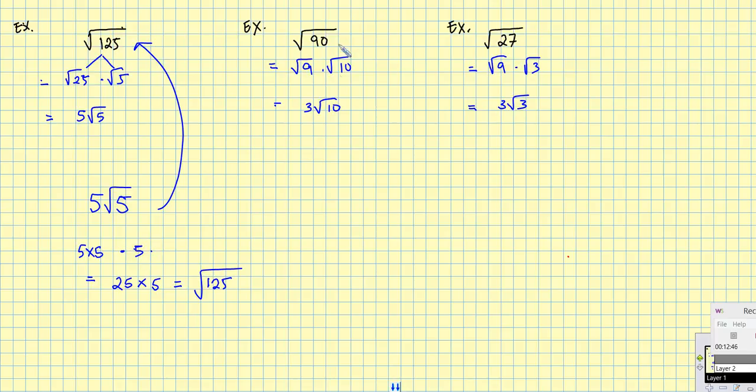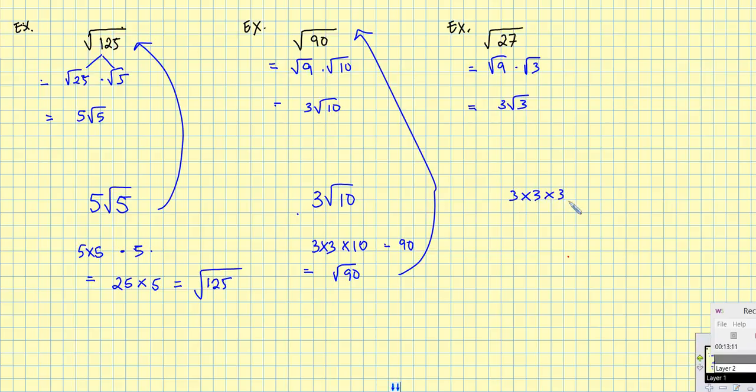Okay? So let's try the next one, 3 root 10. I square what's on the outside of the radical, so I do 3 times 3, and then I multiply it by 10, so that gives me 90, and therefore my answer must be root 90, and that was my original question. Root 27 is like saying 3 times 3 times the internal 3, and that gives me 27, and that means that the original question was root 27.